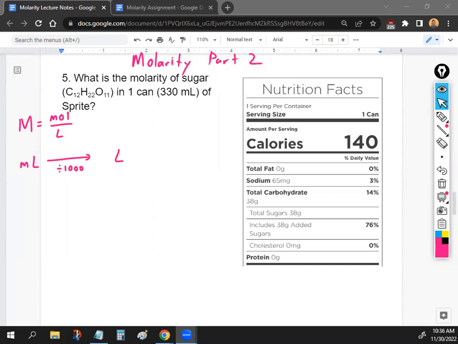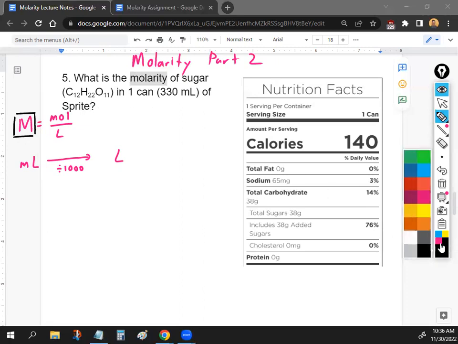So in this problem, it's asking what is the molarity? So that means that we're looking for capital M, right? We're looking for the molarity of sugar, and this is the chemical equation for sugar, in 1 can, which is 330 milliliters of Sprite.